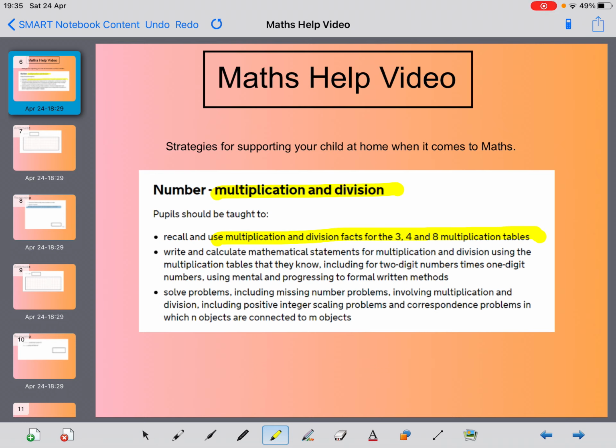This will help them when it comes to writing and calculating mathematical statements for multiplication and division, using the multiplication table that they know, including 2-digit numbers times 1-digit numbers. They'll be able to use that mentally and also to go on to use a formal written method, which is also the column multiplication. So I will be showing you how we apply that in an arithmetic manner and also in a reasoning format. So let's look at some examples.